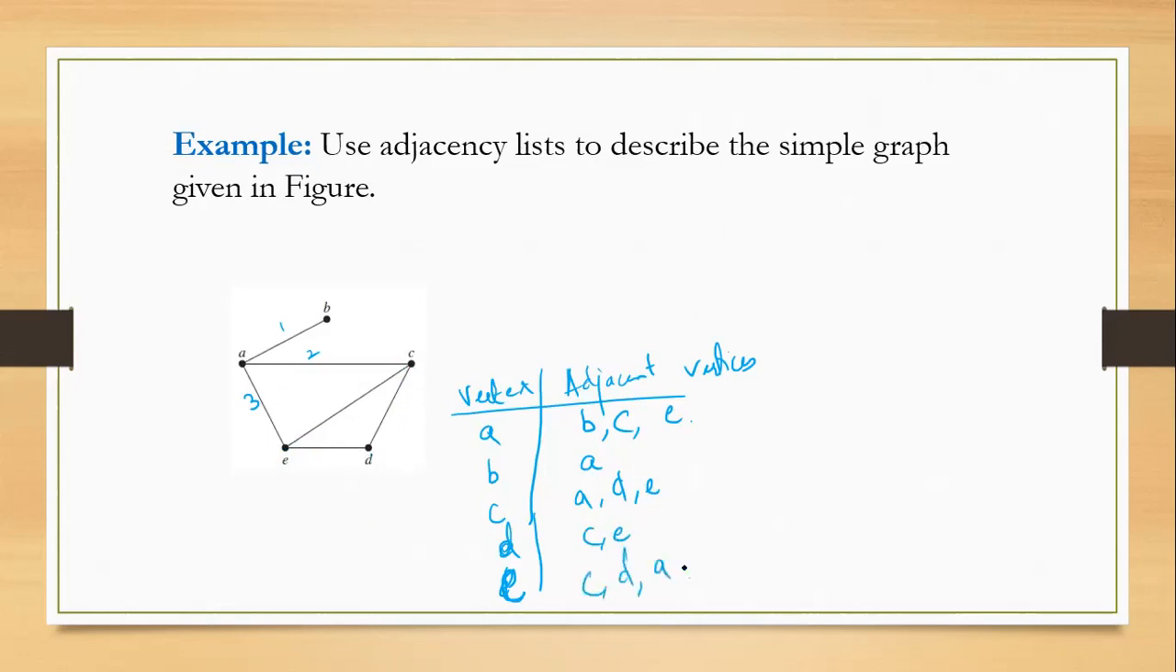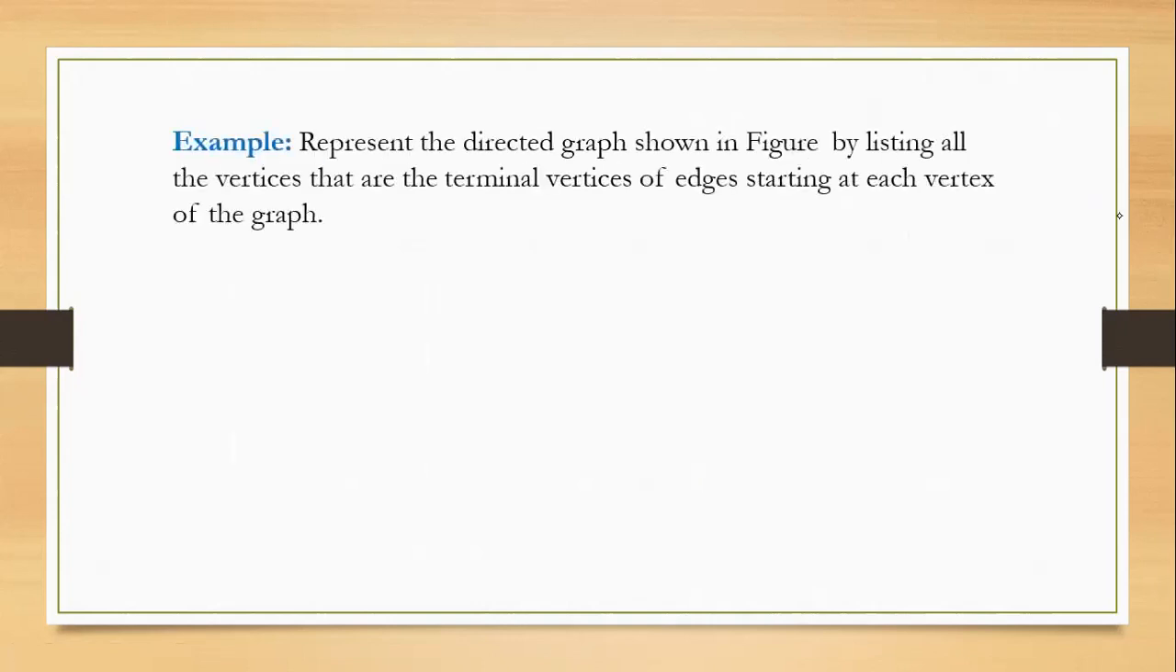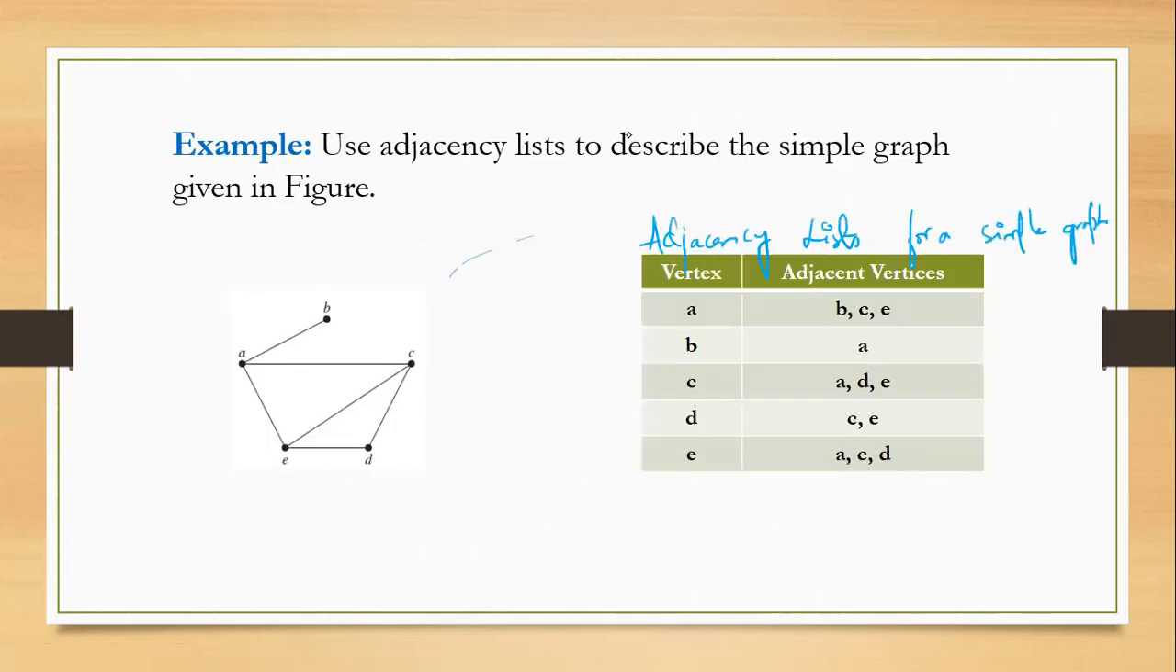C, D, and A. So this list is known as an adjacency list for a simple graph. The same has been written over here. We call it an adjacency list for a simple graph. Now the next is represent. So this was a simple graph without any multi-edges, loops, or directions.